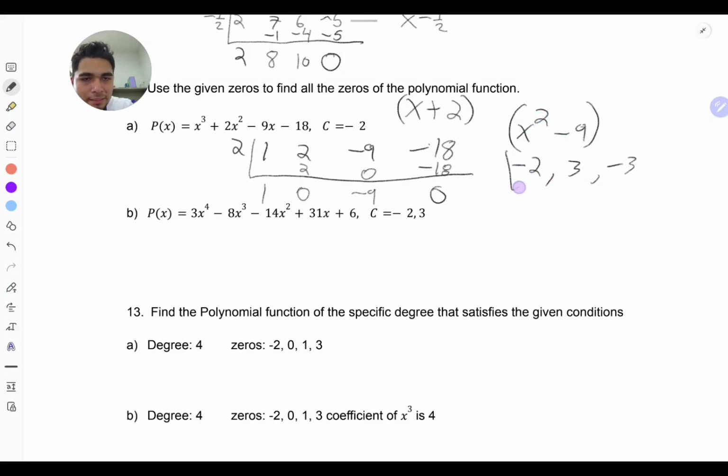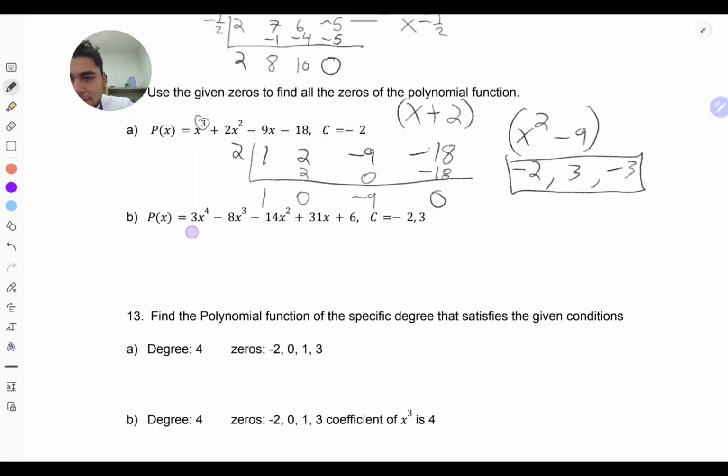So in that sense, these are all of the zeros, which line up with our degree, right? These are all the possible zeros. All the real zeros we could have are only 3, and that's all we have. So next problem. 3, negative 8, negative 14, 31, 6, okay?